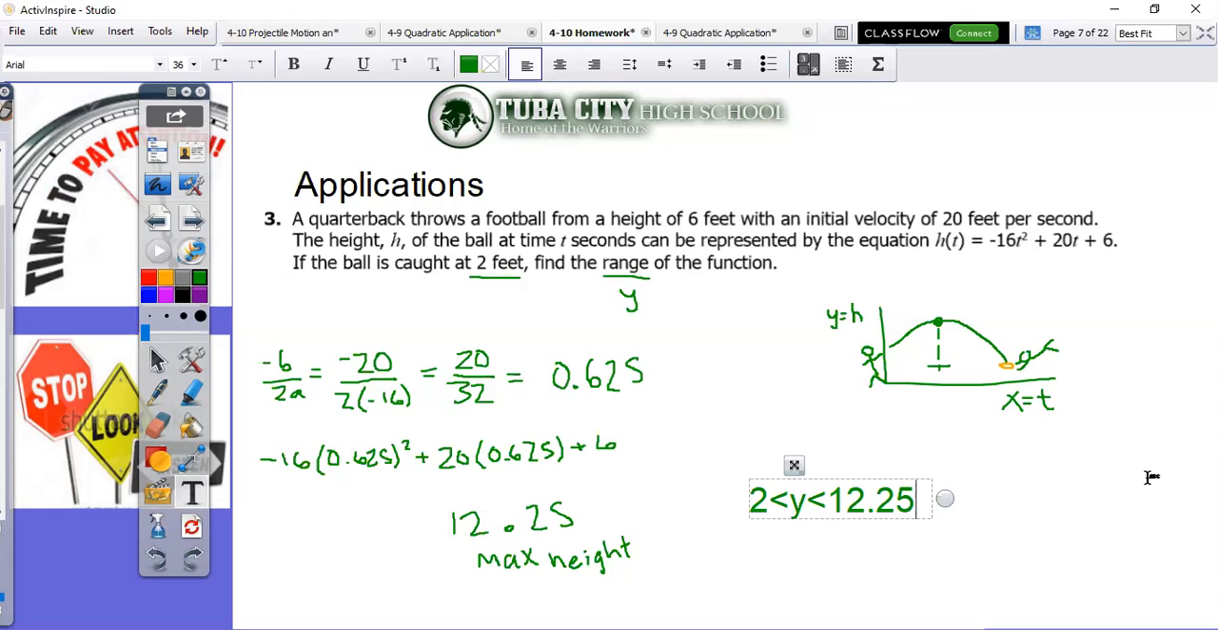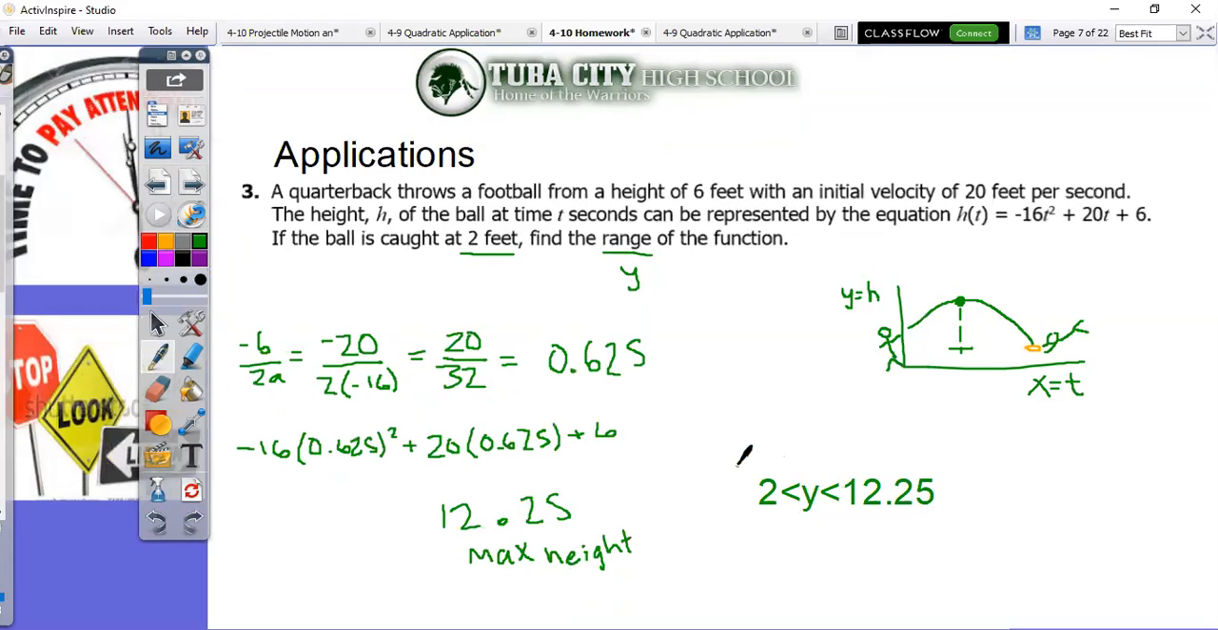So again, there's a little bit more going on with these kind of questions than you might think. All right, let's go ahead and move on to the next one. Let me go ahead and box this up because this is our answer. The range, or the height, is between 2 feet minimum and 12.25.